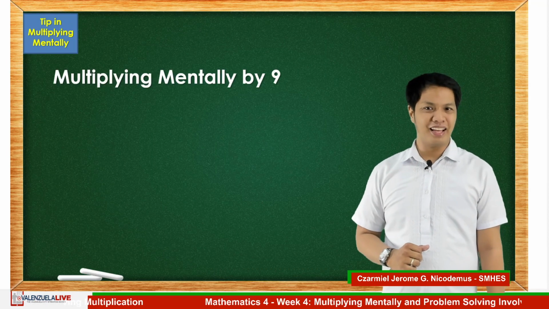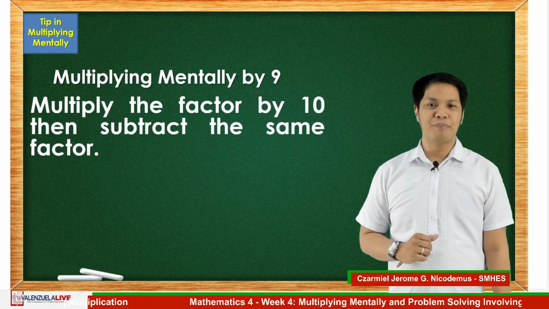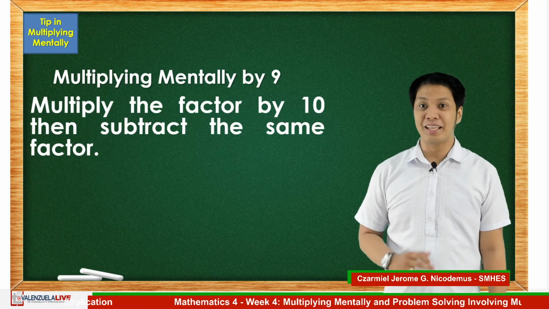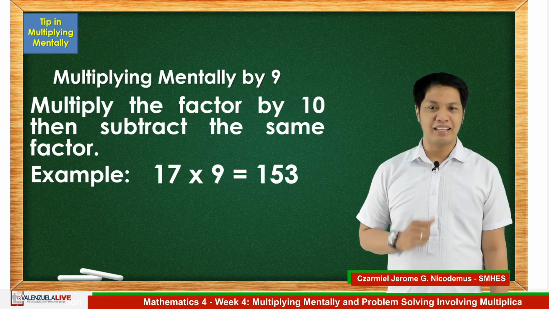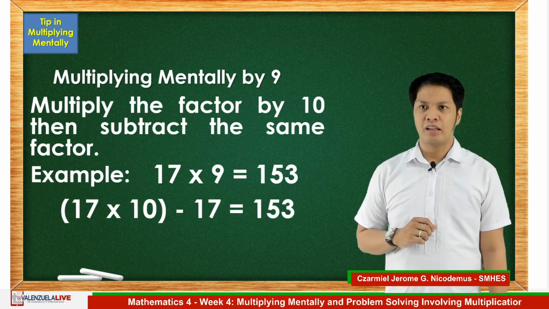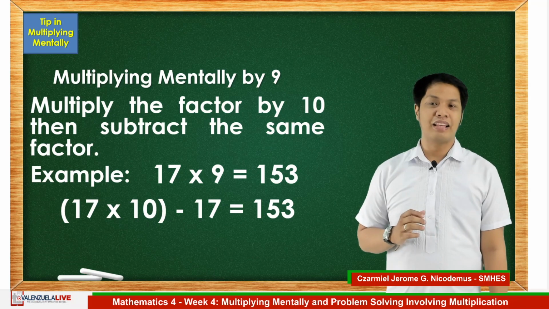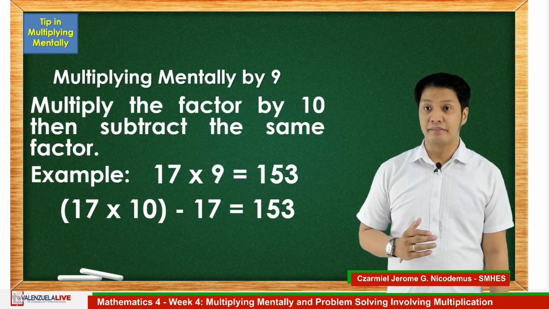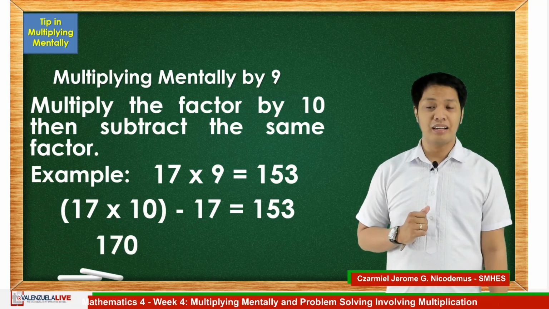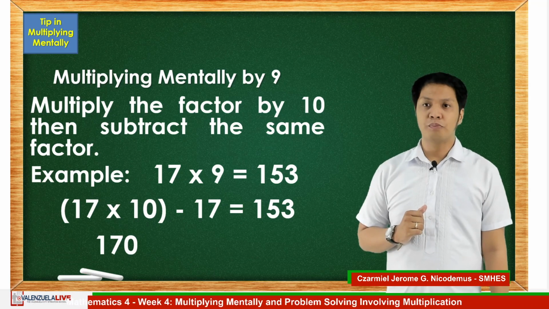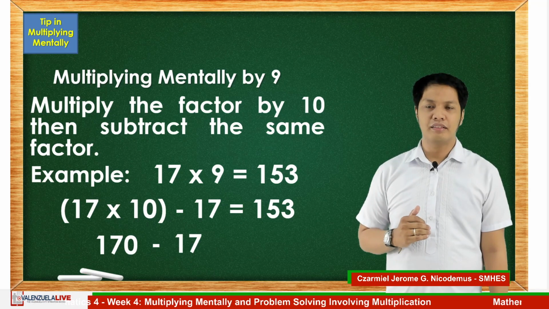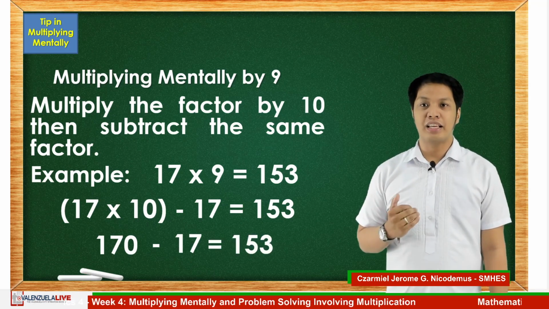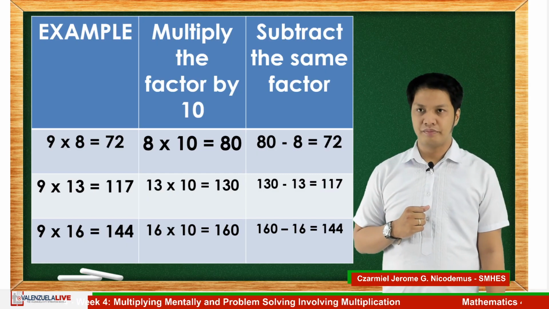Multiplying mentally by 9. Multiply the factor by 10, then subtract the same factor. Example, 17 times 9 is equal to 153. We can multiply 17 by 10 equal to 170. Then subtract the same factor, which is 17. The answer is the same, 153.